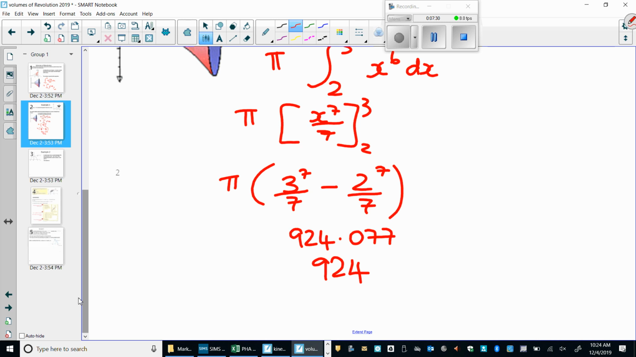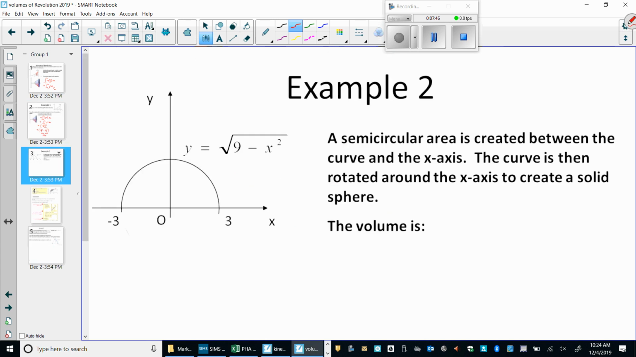3 to the 7 over 7 minus 2 to the 7 over 7. What are you looking for? And a pi in the front. Oh, you do the pi. Roger. Alright, okay, so that's good. Let's rock and roll. See, Maddie? All good.